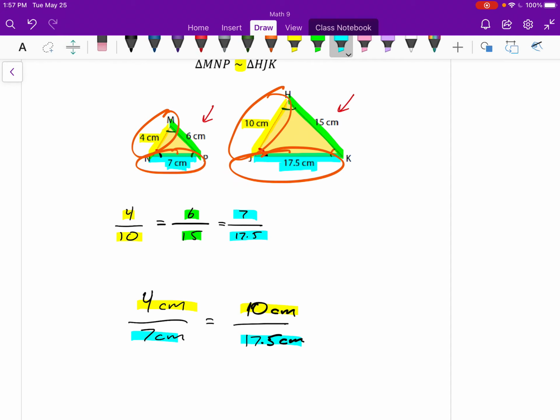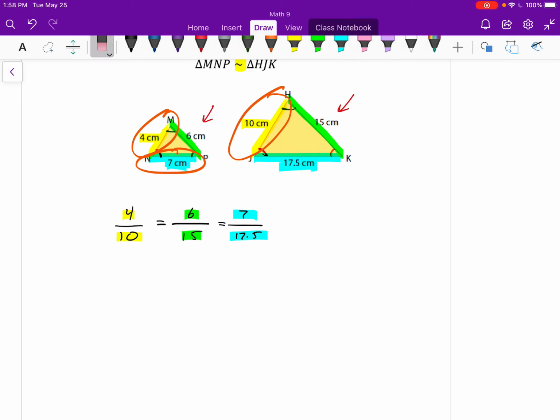In this case, I don't blame you if it's not obvious that these two ratios are equivalent, but if I go 4 divided by 7 on my calculator, I get some messy decimal, and I get the exact same thing if I go 10 divided by 17.5. Any order. All right, so there's a lot of combinations here. So how can we use this?